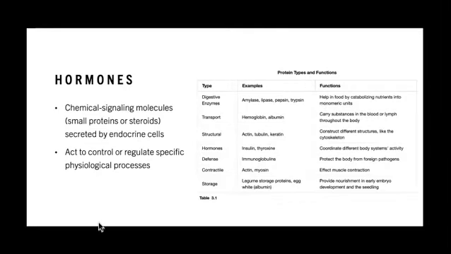And our proteins are going to serve to be chemical signaling molecules known as our hormones. And these will be secreted by endocrine cells, meaning our glands that secrete hormones, which will help us through certain physiological processes such as growth, development, metabolism, and reproduction. An example of one of these hormones would be insulin, which of course would help regulate our blood sugar.